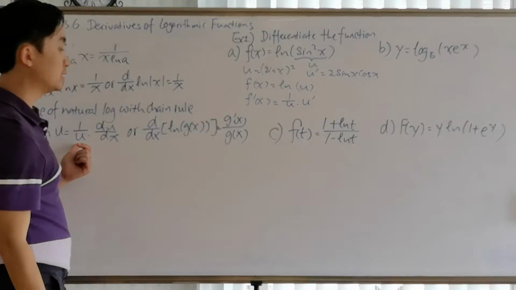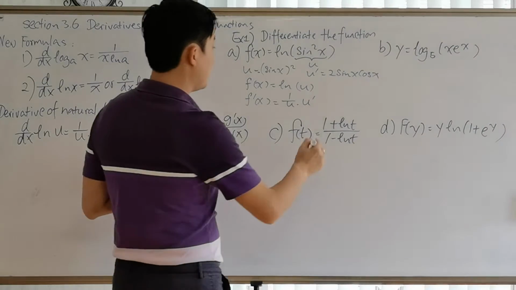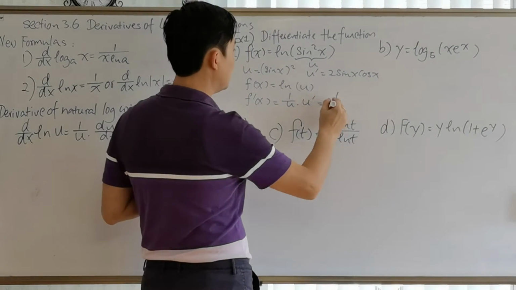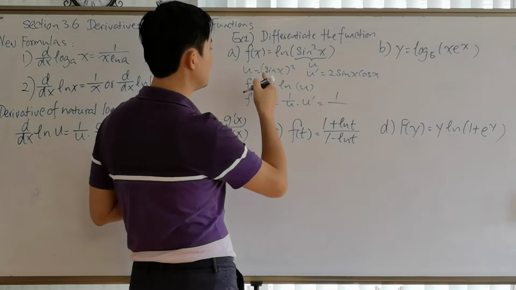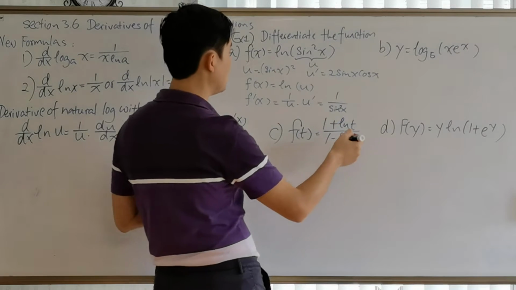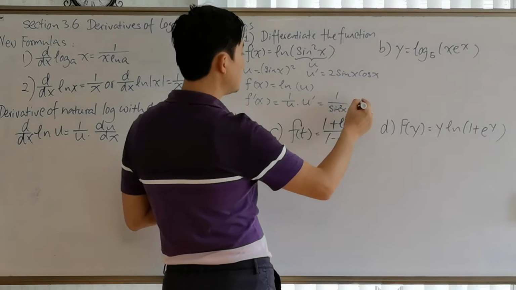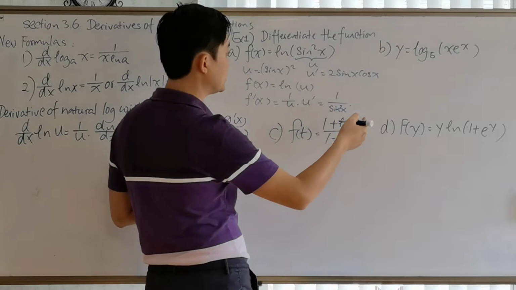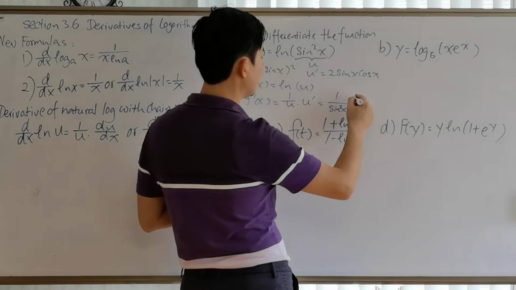So using that formula, what we got right now is 1 over u, so plug everything in. So u is sine square of x, or sine of x quantity squared, depends on which way you prefer. And then times u prime, which is 2 sine x cosine x.